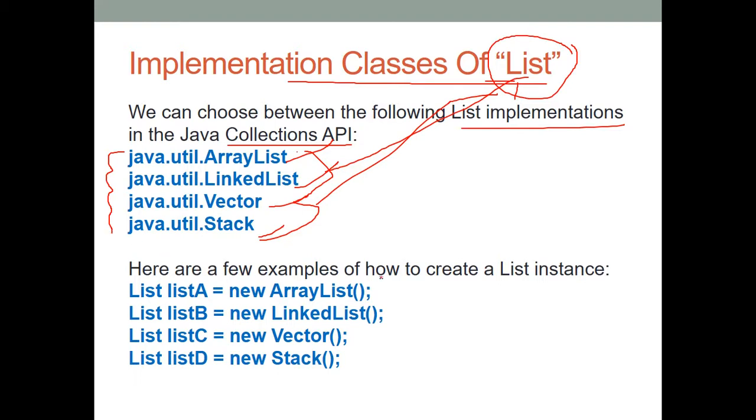Here are a few examples of how to create a list instance. As you know, you can't create a List instance; you can create only an object of the implementation class, because List is an interface, and interfaces have a limitation: we can't create an object of an interface. I hope you know about it. List a = new ArrayList, which is an implementation class. List b = new LinkedList, also an implementation class. Through the new keyword we can create an object, an instance, of these.